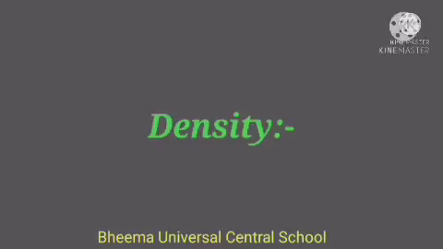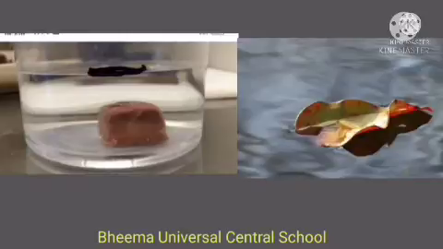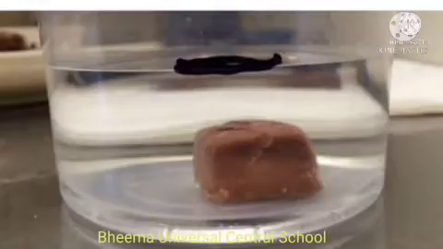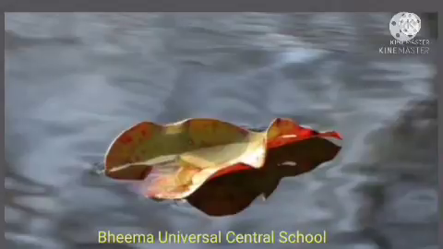Next property of matter is density. What will happen if you drop a stone and a dry leaf in water? The leaf floats on water and the stone settles down. Density is defined as the mass per unit volume. A substance whose density is more than that of water sinks in water, and whose density is less than water floats on water. Tell me examples of a substance whose density is less.